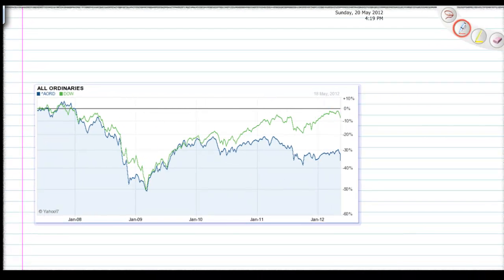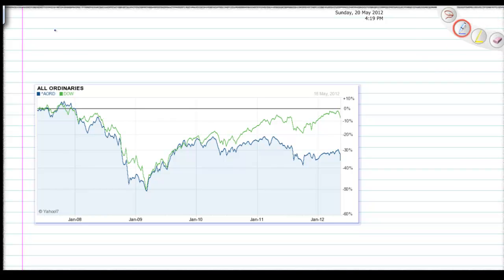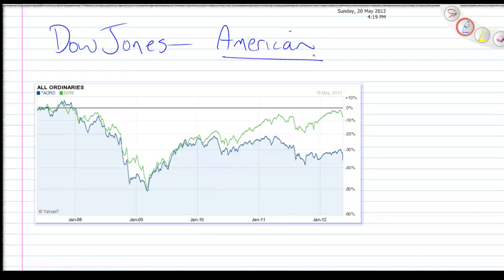So let's have a look at the All Ordinaries versus the Dow Jones. Now, the Dow Jones is the main American indicator. So this shows us what the American markets are doing. Now, it's said that we often follow what happens in America. So when something goes wrong in America, we follow suit. So people are a bit nervous, and if Wall Street, which is the main market in America, goes down, then the Australian markets will follow that. So let's have a look. The All Ordinaries one here is in blue, and the Dow Jones is in green.